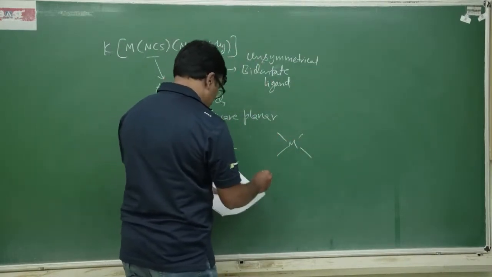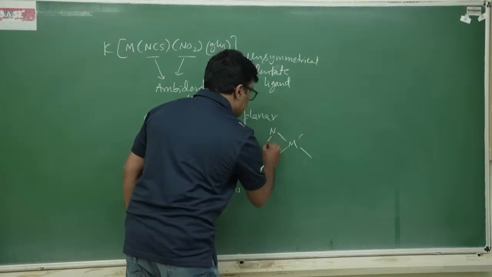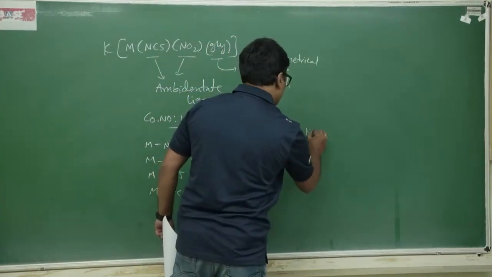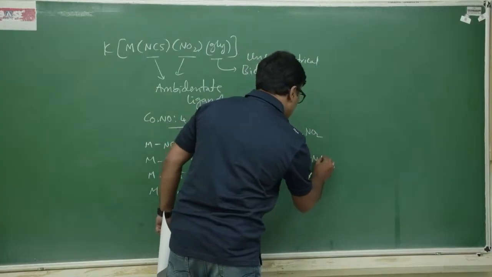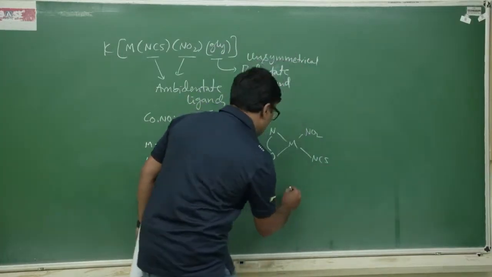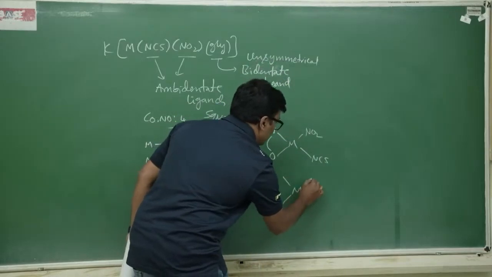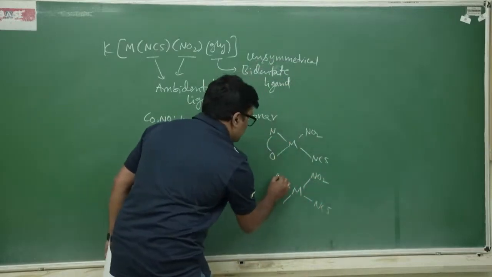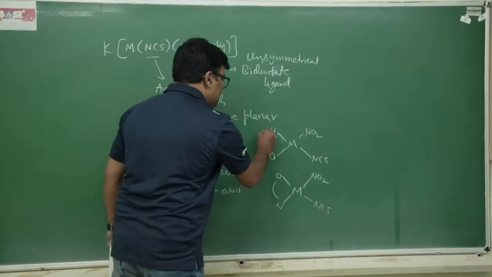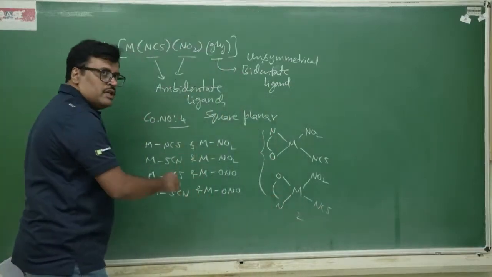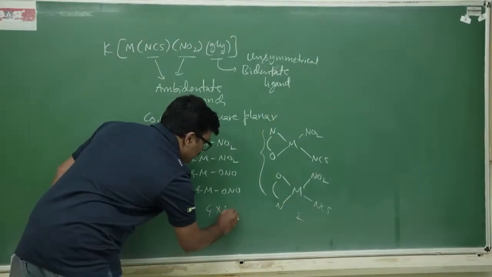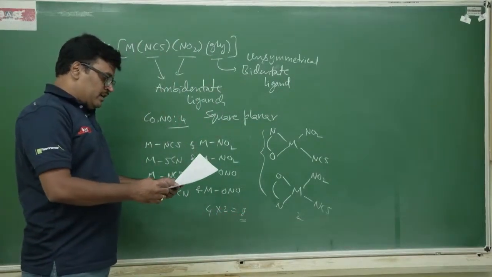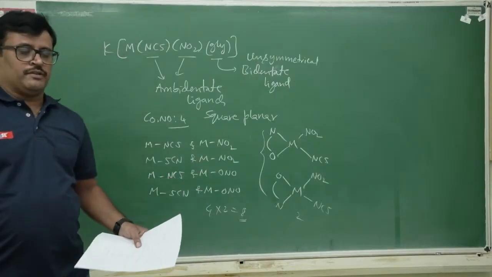If we take the N and O combination of glycinato, with NO2 and NCS, and the same NO2 and NCS, and change these combinations like this, we get 2 in each case. There are 4 possibilities, so 4 into 2, a total of 8 isomers are possible. So the total answer will be 8 in this case. Thank you.